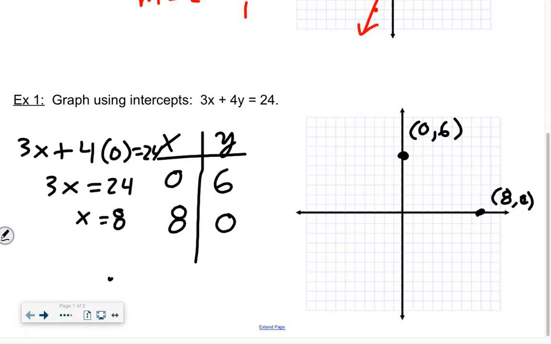And now what we're going to do is just connect our points. The only downfall with the graphing by intercepts method is we only have 2 points. So we really can't definitively say that, okay, this is the line of the equation. We're just trusting that our math is correct because we can create any line given 2 points. But it is a method that works.